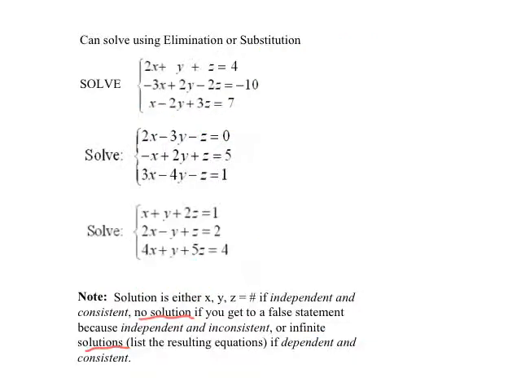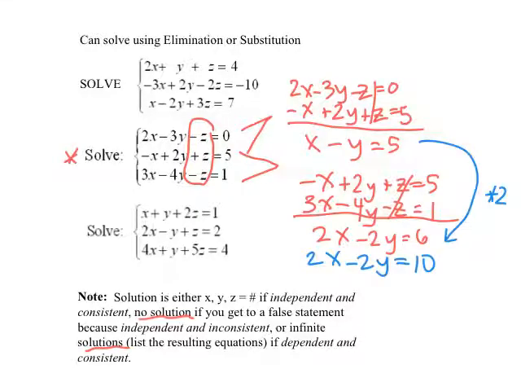Okay, so for the second system of equations, notice all these z's. So what I'm going to do is combine the first two, and then combine the second two, and eliminate the z each time. I'm going to go ahead and pause the video and do that.